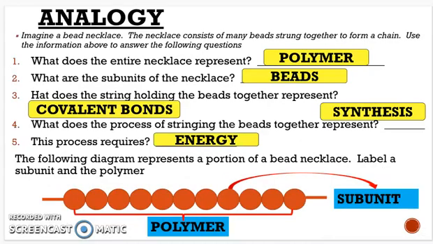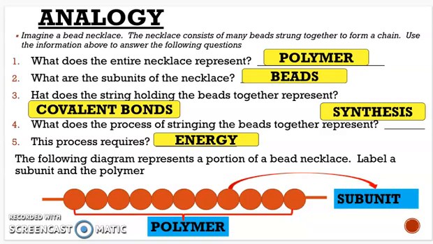So let's look at an analogy to make a little bit more sense of this topic. So imagine a beaded necklace. The necklace consists of many beads strung together to form a chain. So what does the entire necklace represent? Think about it, beads on a string. That's going to be many monomers linked together forming a polymer. So the entire necklace represents a polymer.